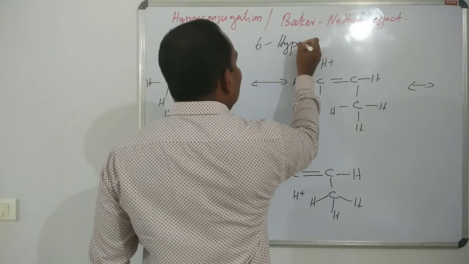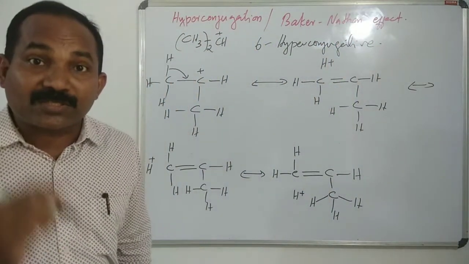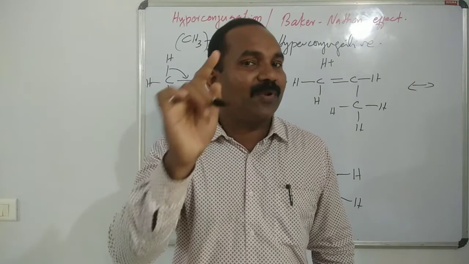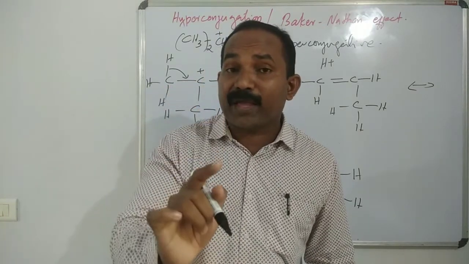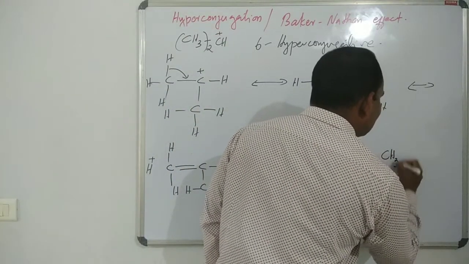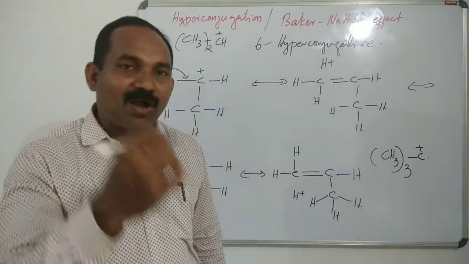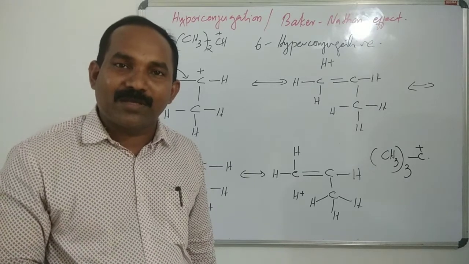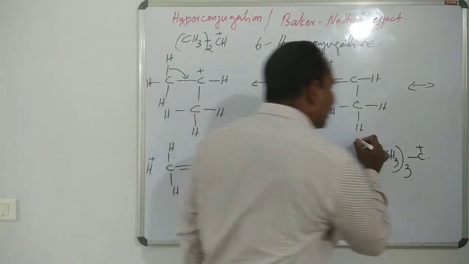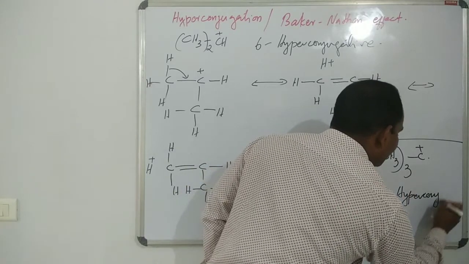6 hyperconjugative structures. How many hyperconjugative structures? In ethyl carbocation, 3 hyperconjugative structures. Isopropyl carbocation, 6 hyperconjugative structures. And you can practice CH3 thrice C plus. Can you imagine how many hyperconjugative structures? 9 hyperconjugative structures.